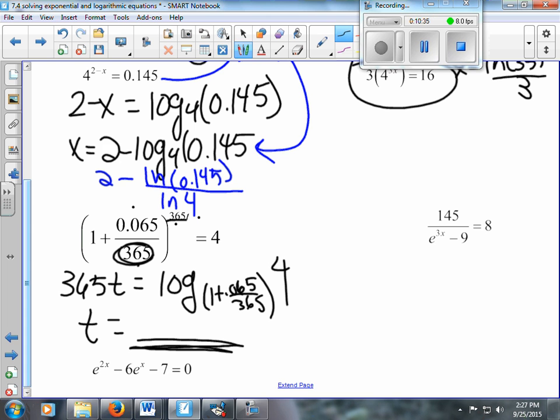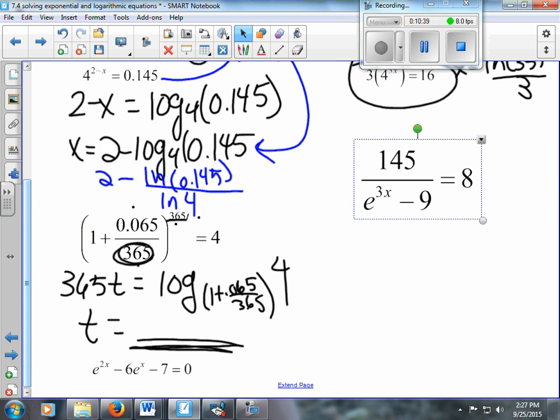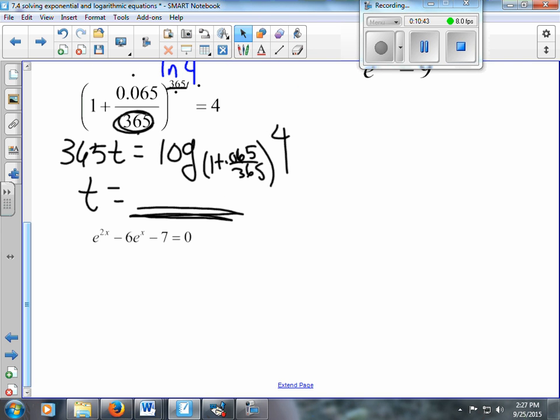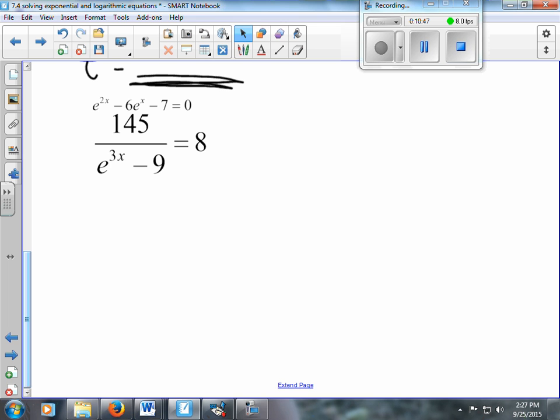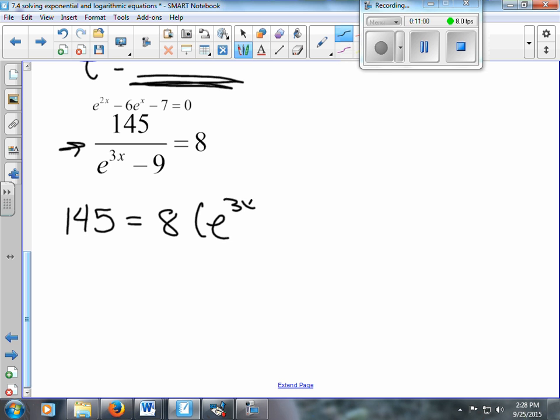All right, this next question is one of the trickiest ones to solve for x with, and you do have to know how to do this. I'm going to give myself more room. Okay, so first of all, I'm on this problem here. The x is in the denominator. So we're going to start this problem off by clearing denominators, which means I multiply both sides by e to the 3x minus 9. Then I'm going to distribute that 8.